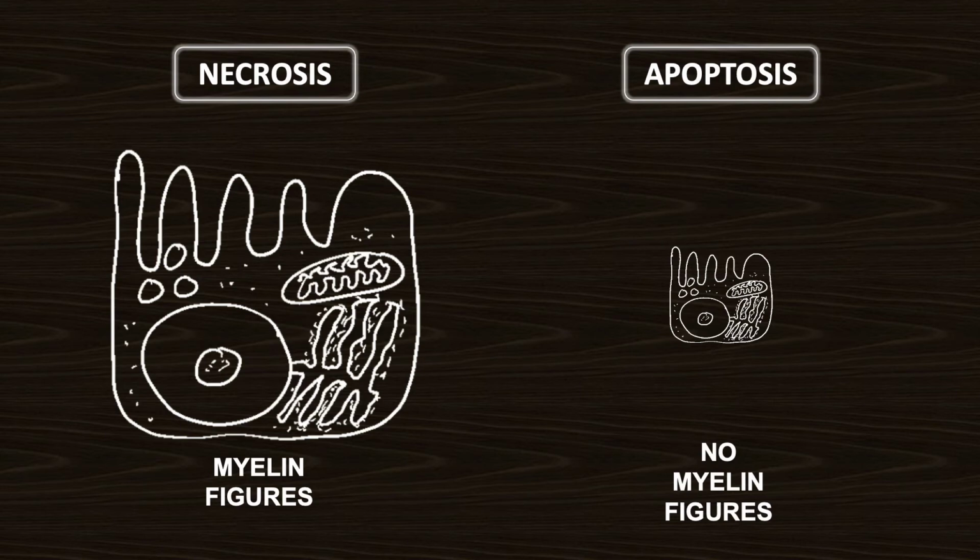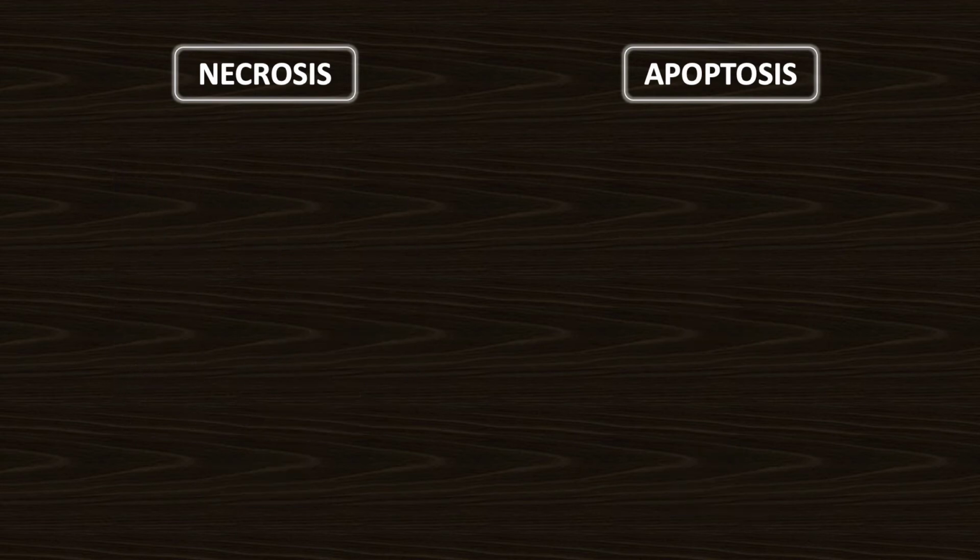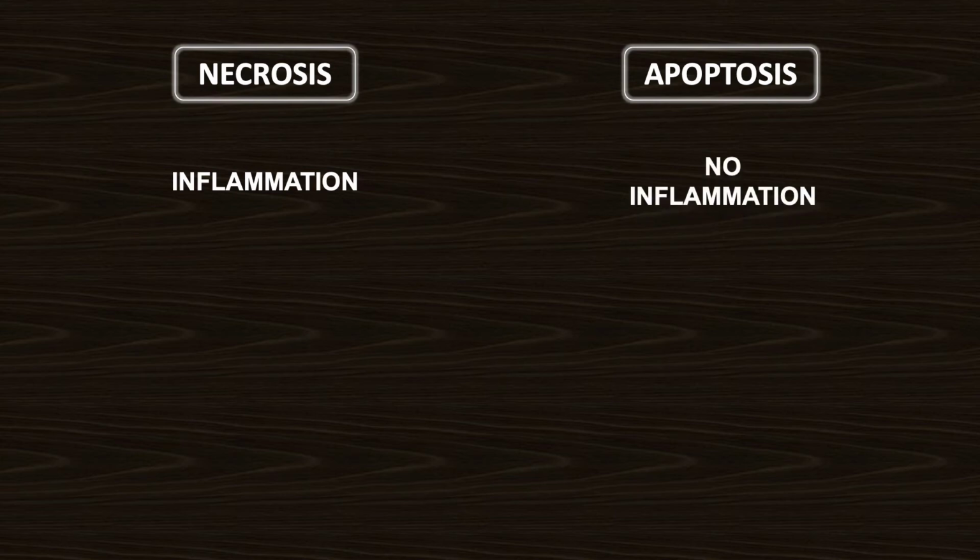Myelin figures are rolled up lipid bilayers. These lipid bilayers are found in the walls of mitochondria and endoplasmic reticulum. These organelles swell and fragment, causing the phospholipid accumulations called myelin figures. Just to emphasize, myelin figures are not observed in apoptosis, only in necrosis. Next, necrosis is accompanied by inflammation, whereas apoptosis is not accompanied by any inflammation, a very important point to keep in mind.